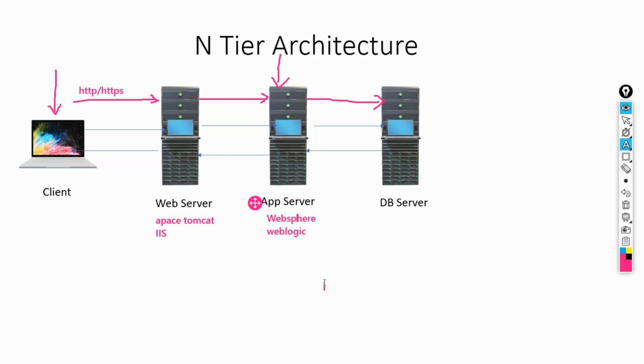Now if this application server needs some data from the database to validate, then it will send one more request to this database server. What are the examples of database server in general? Database servers like Oracle, SQL Server. So now you tell me, what will the database server contain? The entire data related to the application.